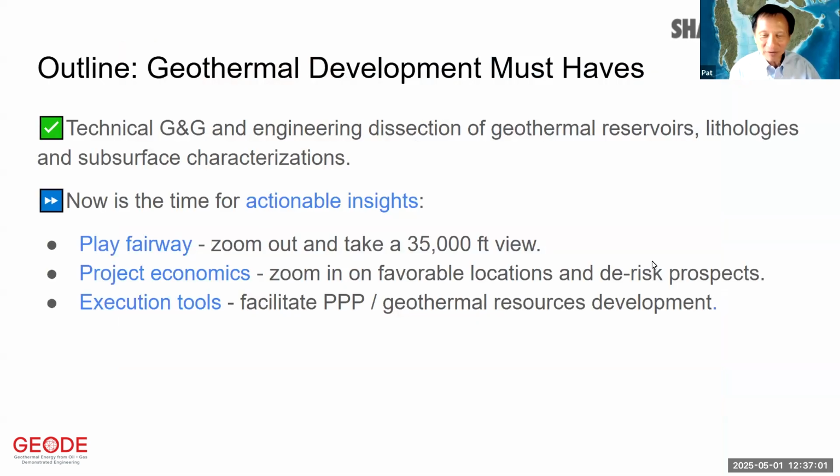I believe we have learned a lot from yesterday and earlier today, from the speakers, about the technical aspects of geology, geoscience, and engineering, all the complexities that we have to anticipate and manage when we develop these geothermal reservoirs, the stratigraphy and subsurface characterizations. So for the next 30, 40 minutes, our focus is on actionable insights. By that, I mean the play fairway: how we look at it from a high level view, then home in on a particular area of interest to determine the project economics and de-risk a prospect for drilling. And at the end, it's really about execution.